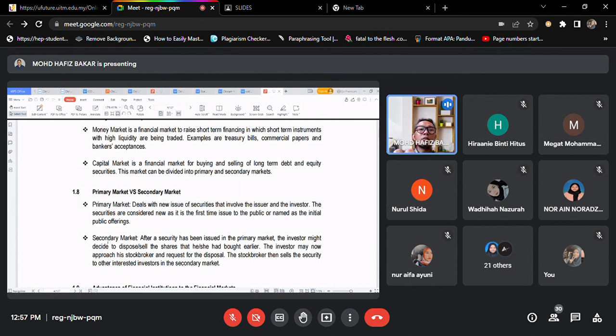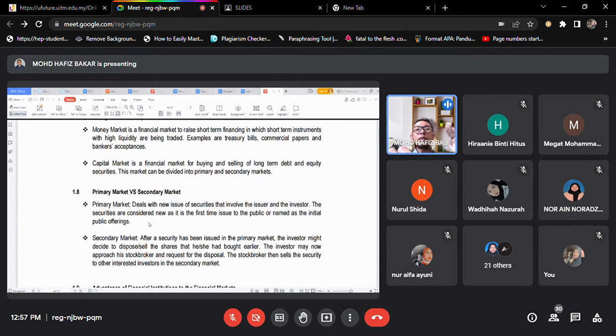Okay, once we talk about secondary market, sama juga macam second hand. Okay, second hand already bought and sold. Okay, we buy the car and then we sell the car and another buyer buys that car kan, contoh. So bila another buyer buys that car, it's called second hand car lah. Okay, same goes to this secondary market. After a security has been issued in the primary market, contoh macam IPO just now, IPO already offered into the market and then the investor buys that IPO.